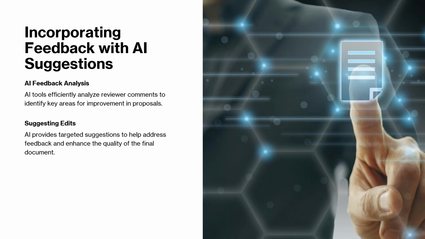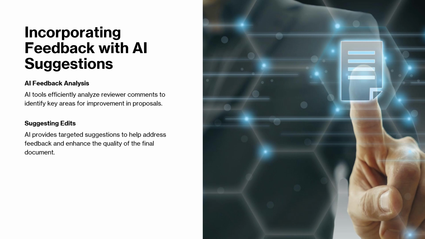AI can also be incredibly helpful after you've written your first draft, especially when it comes to responding to feedback. Let's say someone on your team or even the funder gives you notes on your proposal. They might point out that something is unclear, there's missing details, or it's not in line with the funder's goals. That kind of feedback is gold, but it can also be overwhelming to figure out how to revise your document in a way that really addresses their concerns.